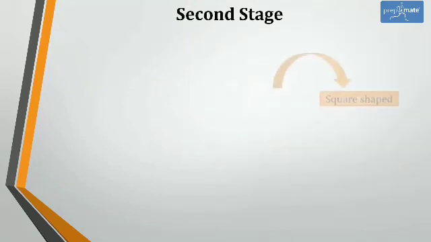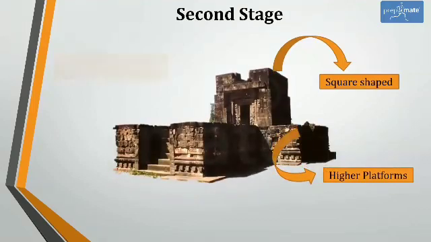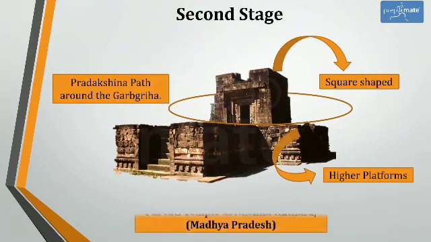In the second stage of temple architecture, the temples were square shaped and were constructed on raised platforms. A Pradakshina Path or a path around Garbhagriha was also added. An example of such a temple is Parvati Temple at Nachna Kuthara, Madhya Pradesh.